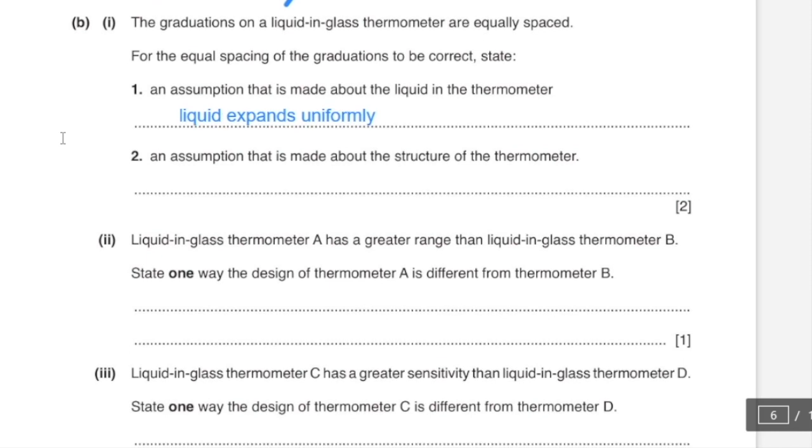2. An assumption that is made about the structure of the thermometer. The capillary tube has constant width throughout the length.